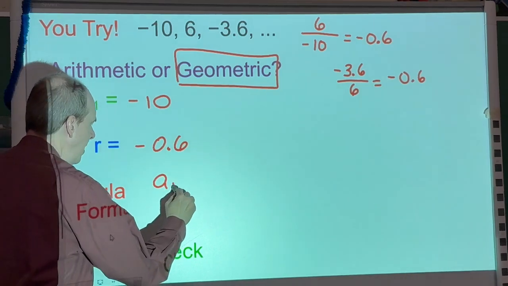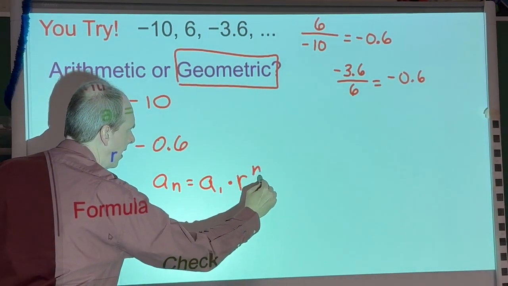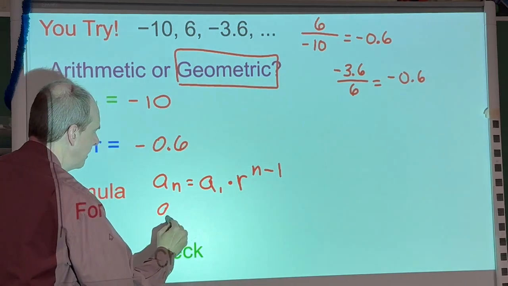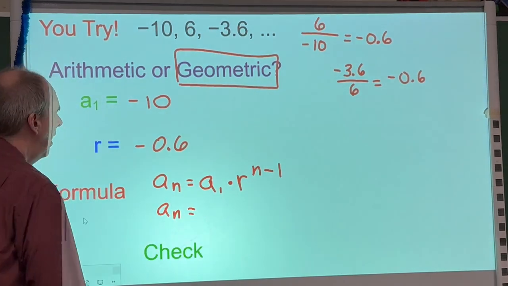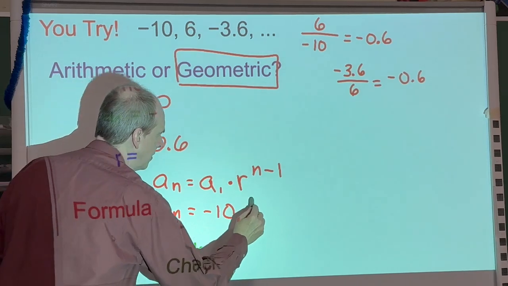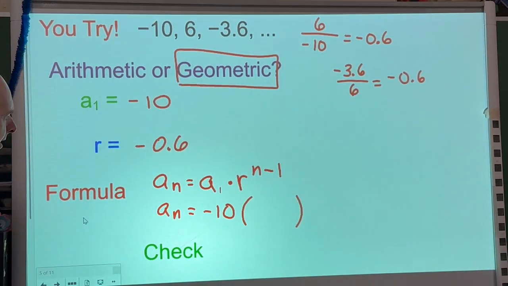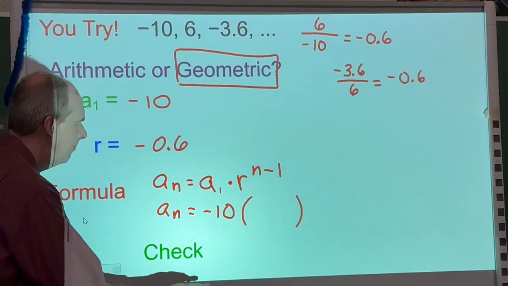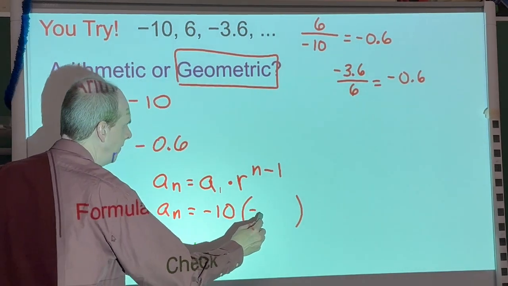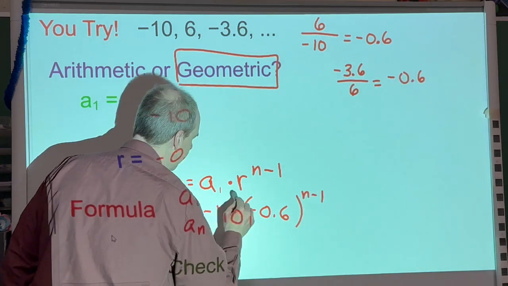Formula, a sub n equals a sub 1 times r to the n minus 1. So any term is given by the first term, negative 10, times, and I'm going to put it in parentheses since it's a decimal with a negative, negative 0.6 to the n minus 1.